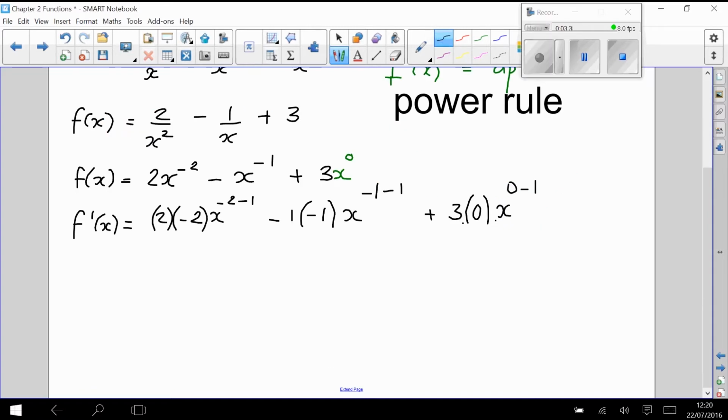All that it remains for me to do now is just to simplify my terms. So the derivative of f of x is going to be minus 4 times by x to the minus 3 in the numerator, so that means it's x to the 3 plus 3 in the denominator. Minus 1 times minus 1 is plus 1, and that's times by x to the minus 2 in the numerator, so that must be x squared in the denominator. And my last term is 0. So we've found the derivative of f of x using the power rule.